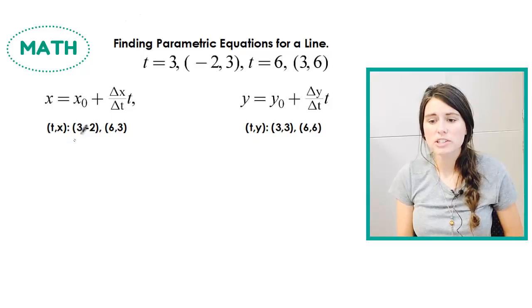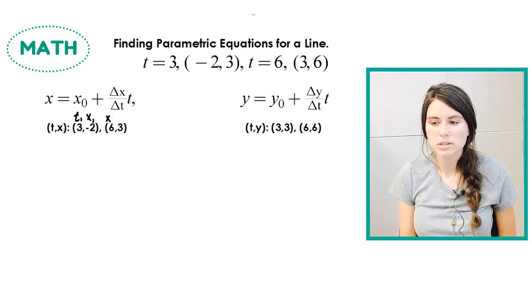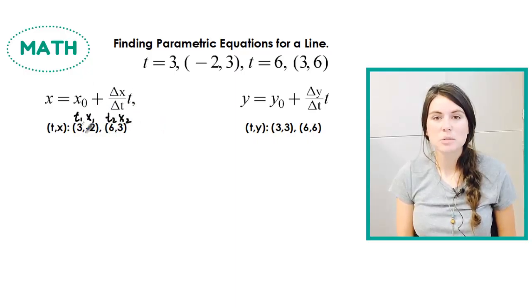So the first thing we're going to do is we're going to label our first coordinates. So this is going to be t1 and x1. This is going to be t2, t2 and then x2. And then what we're going to do is we're just going to plug them in and find our rate of change. And then we can use that to help find our initial.